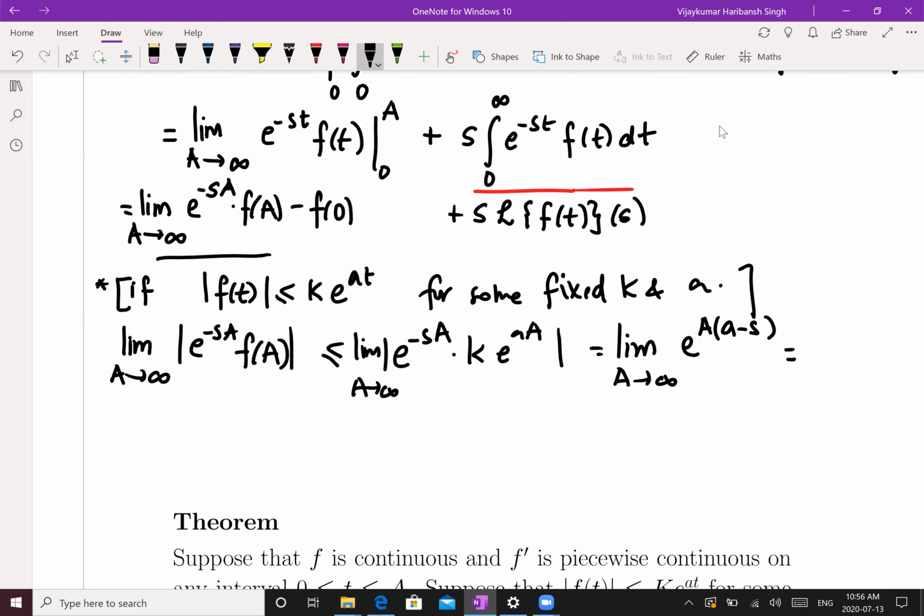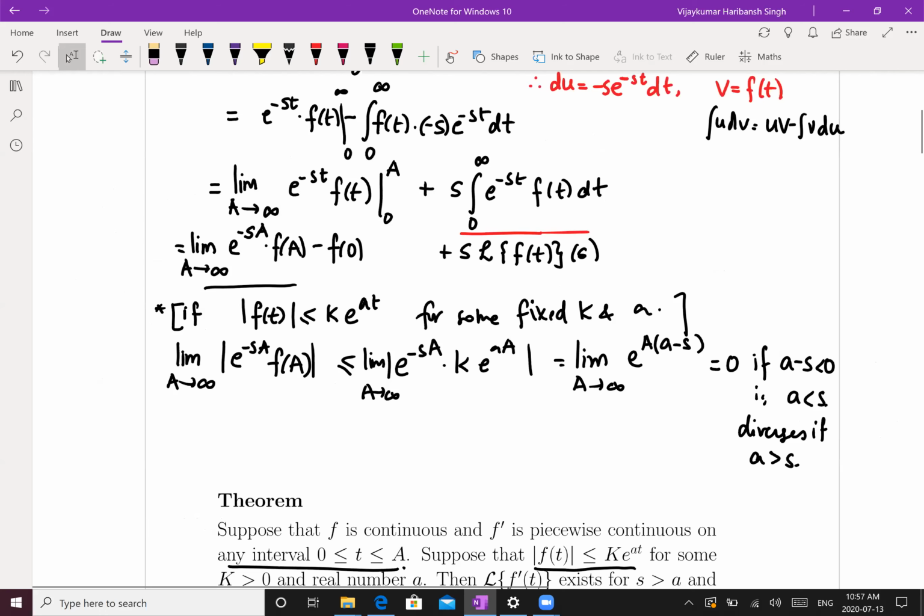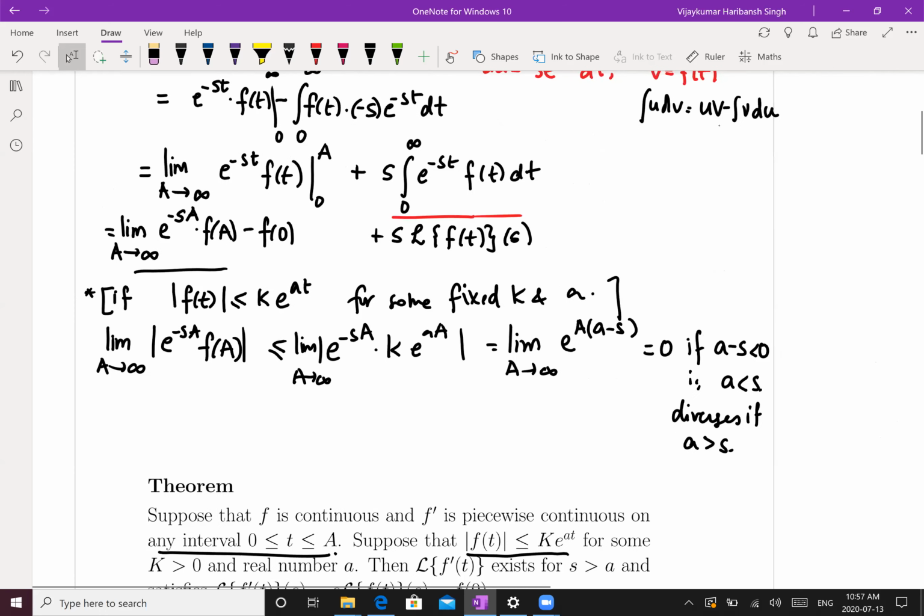And this limit is 0 if a minus s is less than 0. That means a is less than s. Otherwise, it diverges. If a is greater than s, then it diverges, right? So therefore, we can write this as follows.